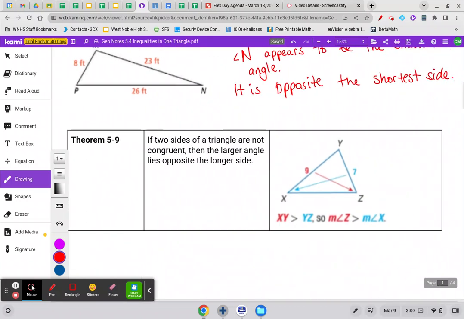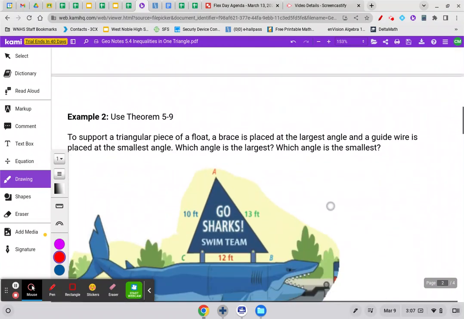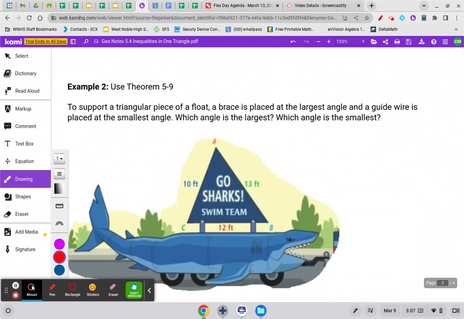So we actually have a theorem for this. If two sides of a triangle are not congruent, then the larger angle lies opposite the longer side. So we're going to do some comparing. We're going to use that theorem 5.9 to support a triangular piece of a float.